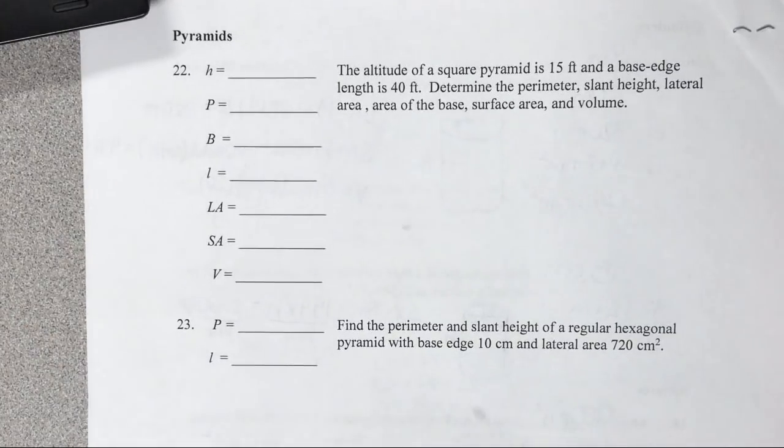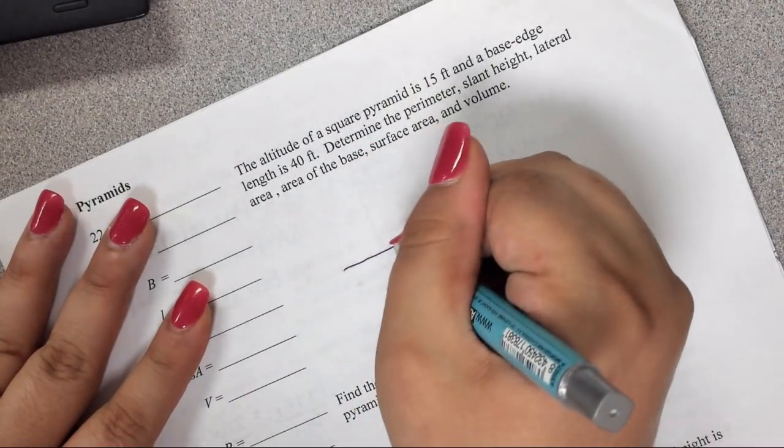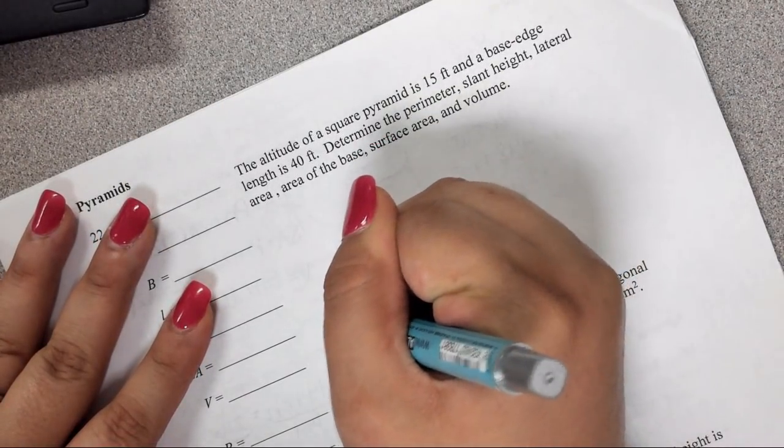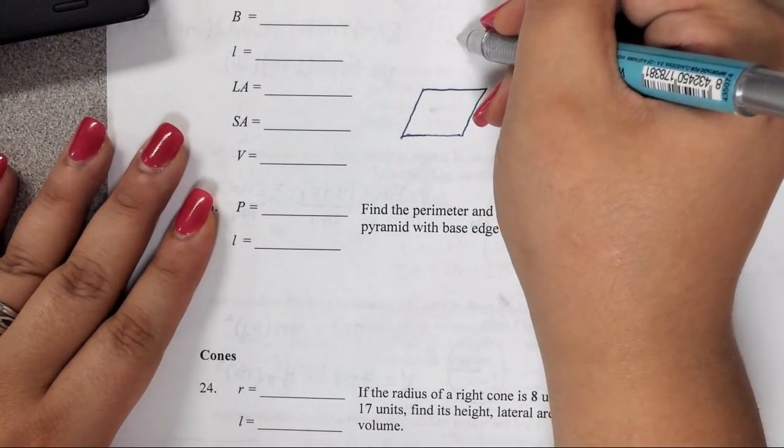All right. Last side of your review. Pyramids and cones. These are, in my opinion, sometimes the easier ones. Okay. The altitude of a square pyramid. So if I remember to draw the square pyramid, to make it look nice, you kind of got to draw a rhombus.